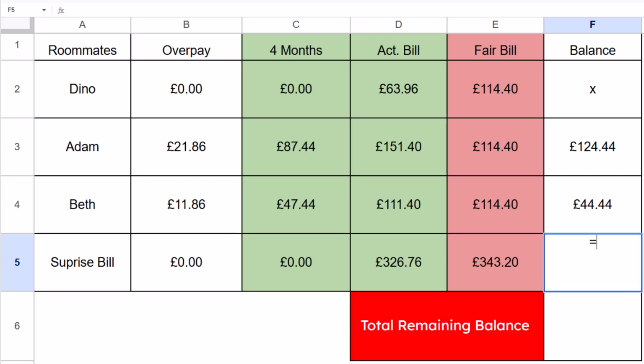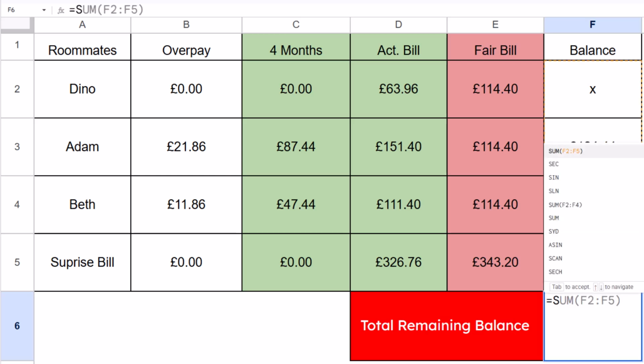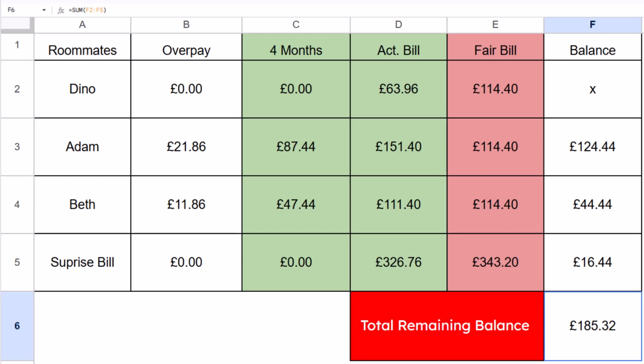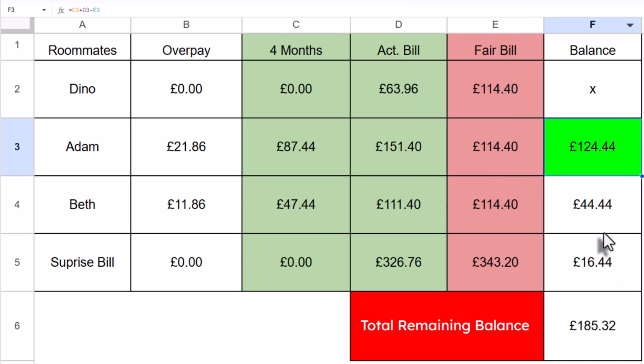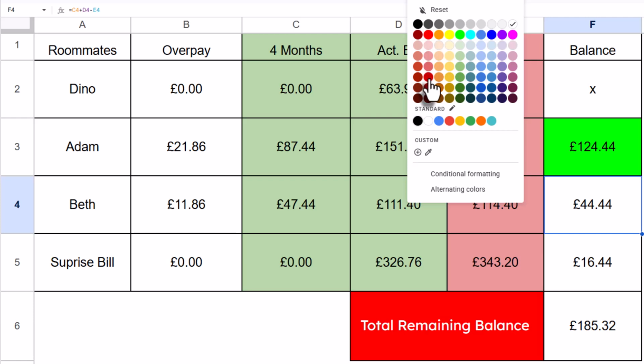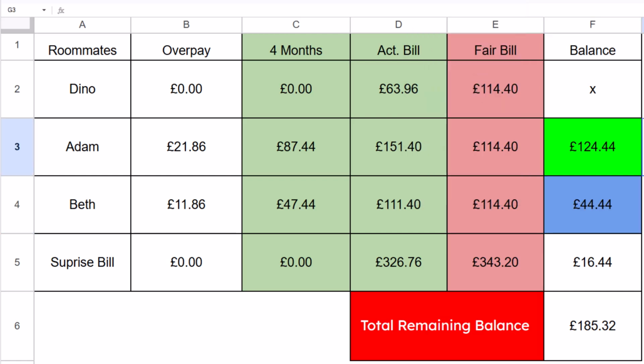Then we're going to take our surprise bill amounts. We know that we had that remainder of $16.44, and we're going to end up summing all of these. At this point, we have our grand total of what Dino needs to pay of $185.32. And then we also have the breakdown of what needs to be paid back to Adam and what needs to be paid back to Beth. And we'll just go ahead and highlight those in 2 different colors.